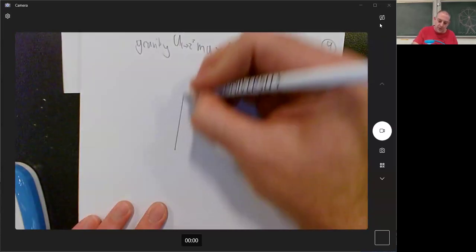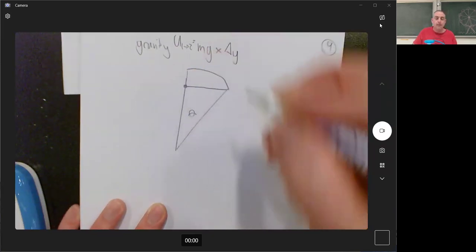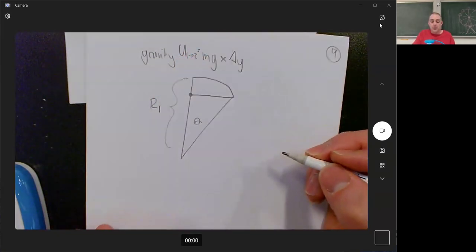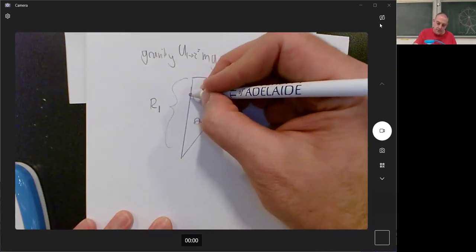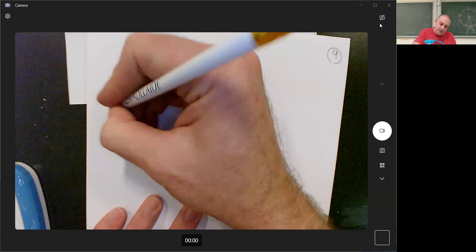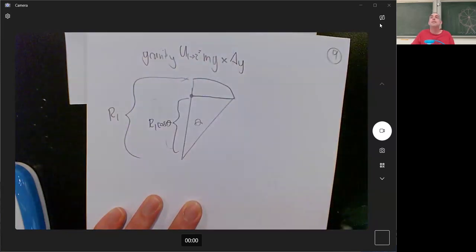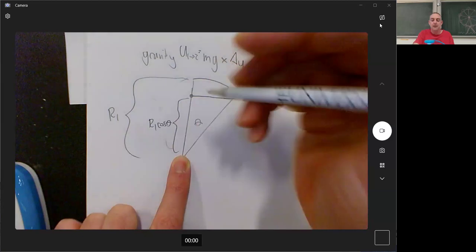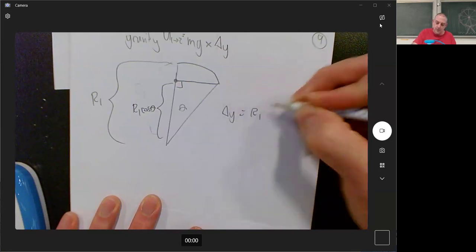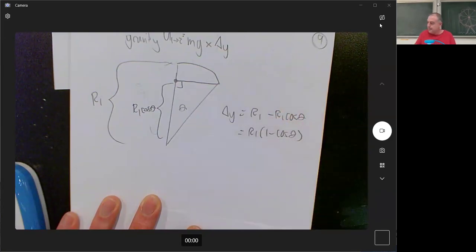Okay, so just a second. I'm just going to draw this picture again. So the first distance is R1. The first height is R1. And then this distance here would be R1 cos theta, because it's next to the theta in this right angle triangle. And so therefore the change in y is R1 minus R1 cos theta, which is R1 times 1 minus cos theta. Is that what we were aiming for?